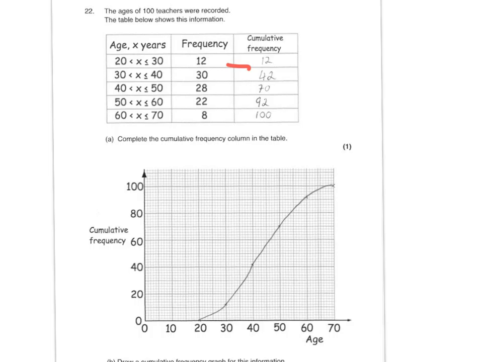You start with the first number. You keep adding the next number to it. So it's 12 add 30 gives you 42. 42 add 28 gives you 70. 70 add 22 gives you 92. 92 add 8 gives you 100.